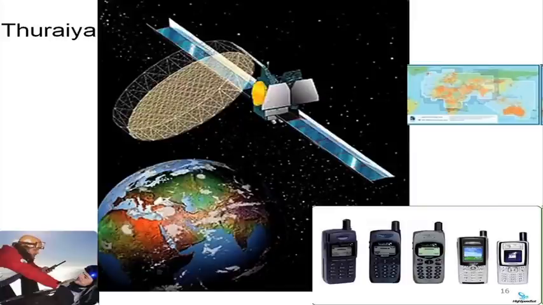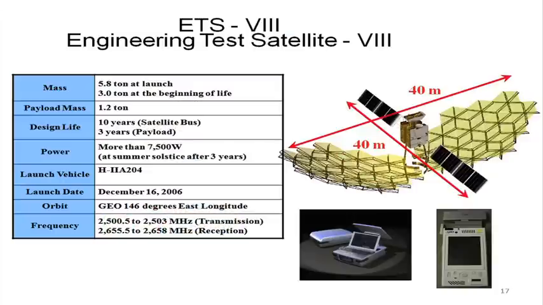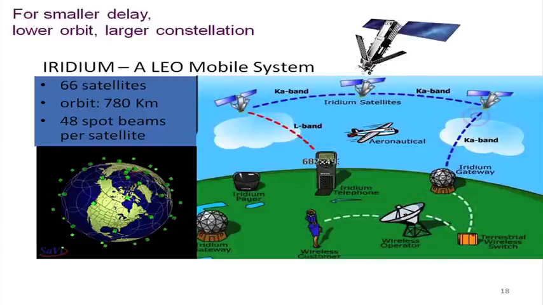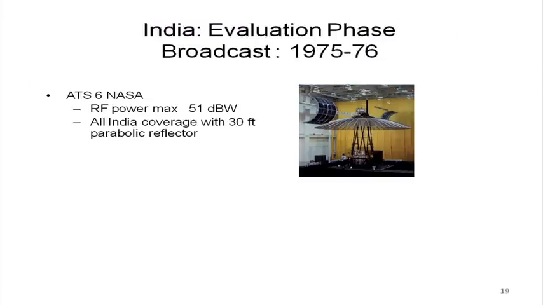Thuraya is another satellite. Mobile phones can be used. Just the cellular phone that you use, the same thing can be used with the Thuraya satellite. It is an Arabian satellite. Similarly, the Japanese have launched another satellite for testing. You can see, 40 meter antenna diameter, 40 meter span of solar panel, huge, 5.8 ton at launch. So such big technologies are there. Even much lower Earth orbit is called LEO. A 66 satellite constellation was launched by the Iridium Consortium, and each satellite has 48 spot beams. Anywhere in the world you can communicate via this satellite.